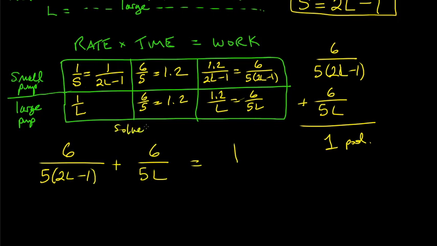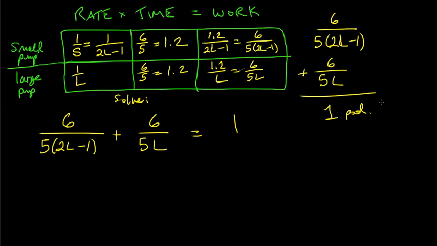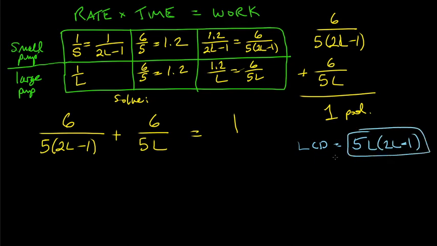So solve that equation and you have the time for the large pump, and then once you have that, you can find the time for the small pump. Okay. So yeah, what's our common denominator here? Well, if we multiply this out, we get 10L minus 5. I'm not even sure that was necessary, but yeah. So what's our LCD? I guess that's the question. Right, so we have a 5, we have an L, and we have a 2L minus 1. So multiply them all together, and that's our LCD.